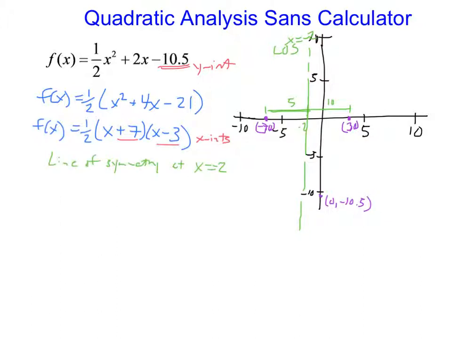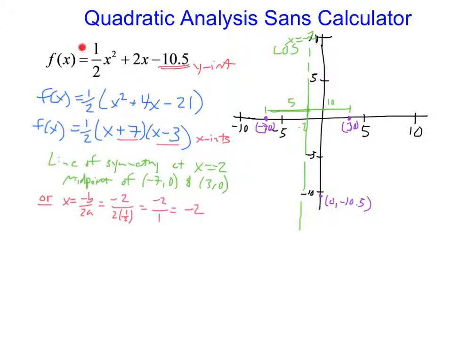And that was found in this one by doing the midpoint of -7 and 3, or you could have gotten it actually from -b over 2a. So plugging that back into this original one, -4 over 2 times 1/2, yields a -2. So you can think about it graphically as a midpoint, that line of symmetry, or you can do this rule, -b over 2a. So that gets the line, and now we're going to see how deep it goes.